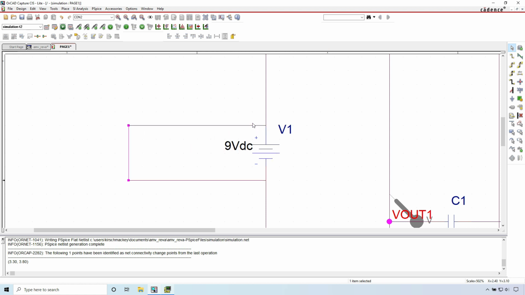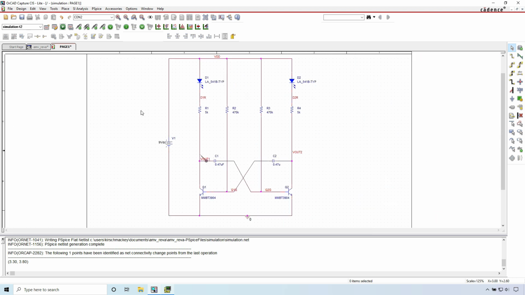Extra junction, shorting out your voltage source. Let's delete these wires. There we go. So no pink dots, only one connection.